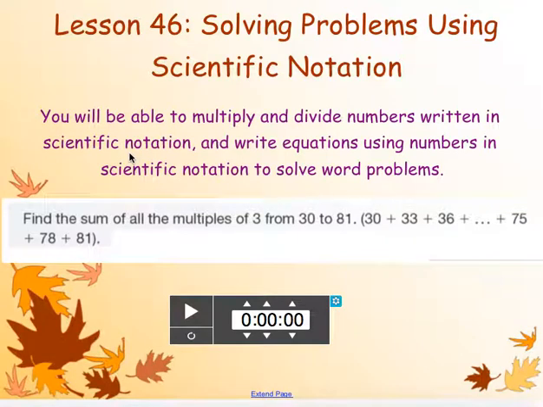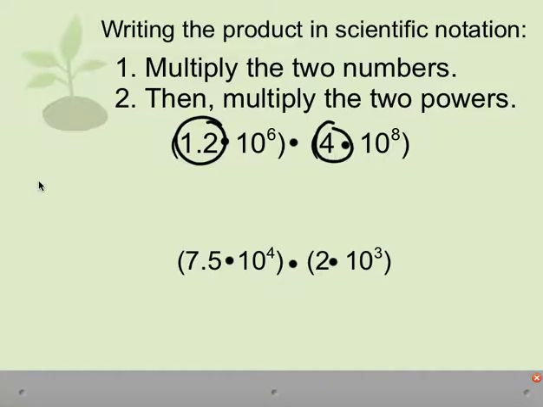Course 3, Lesson 46, we are going to be looking at solving problems using scientific notation, being able to multiply and divide with scientific notation. So, we are first going to look at multiplying. If we are multiplying two numbers in scientific notation, first we multiply the two numbers. These are the ones that are between 1 and 10, and then we will multiply the two powers.